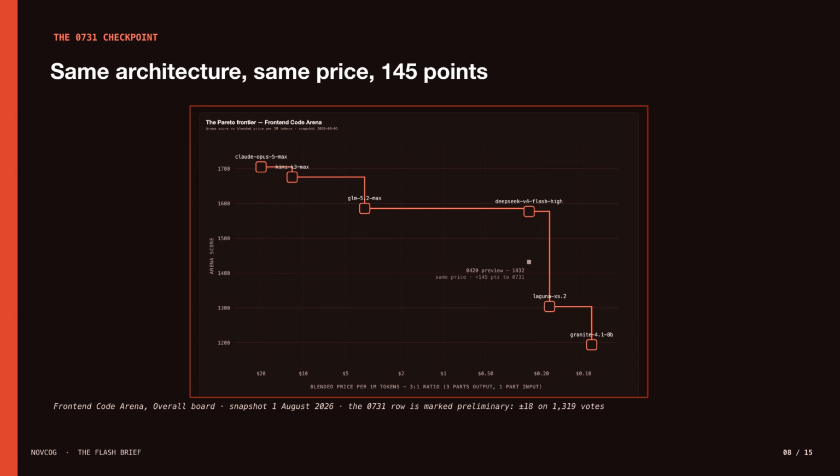Model updates are normally impossible to audit. The old checkpoint vanishes when the new one lands. Not here. Both rows sit on the board at once.